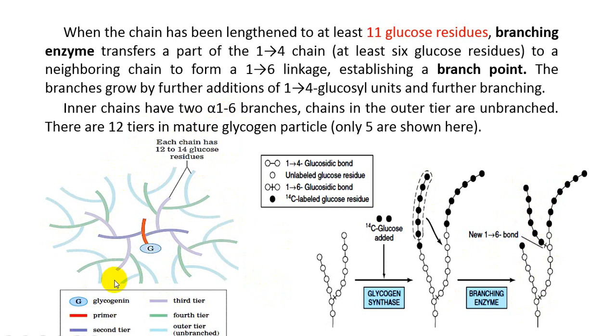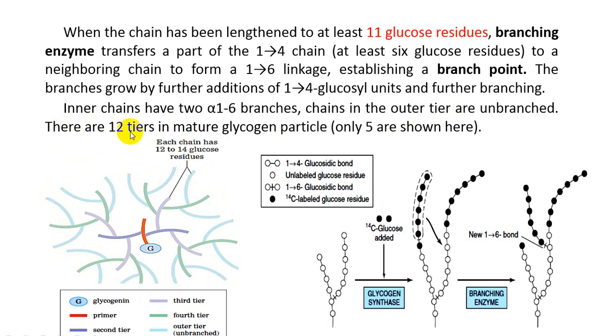This is glycogenin, which contains the glycogen primer, in red color. Inner chains have 2 alpha 1,6 branches. This is the inner chains, 2 alpha 1,6 branches, 1 2. Also this one has 1 2 1,6 branches. Chains in the outer tier, the outer surface, are unbranched. Have a look. Unbranched.